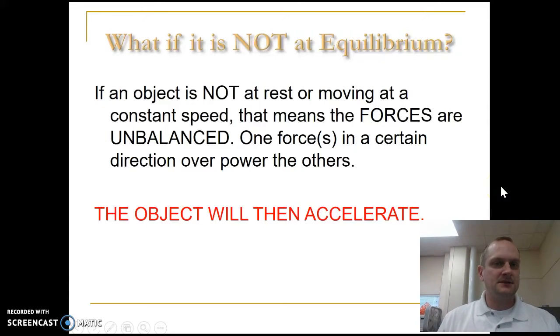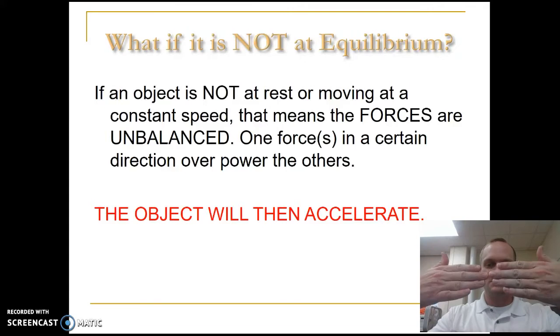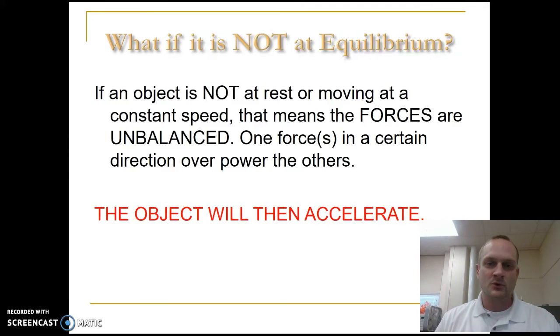So welcome to the second half of these notes where we're going to talk about what happens if an object is not at equilibrium. To be in equilibrium means that all the forces balance, right? Whatever my horizontal forces are, they balance. Whatever the vertical forces are, they balance. Then we're in equilibrium. So if we're not at equilibrium, we have some unbalanced forces.